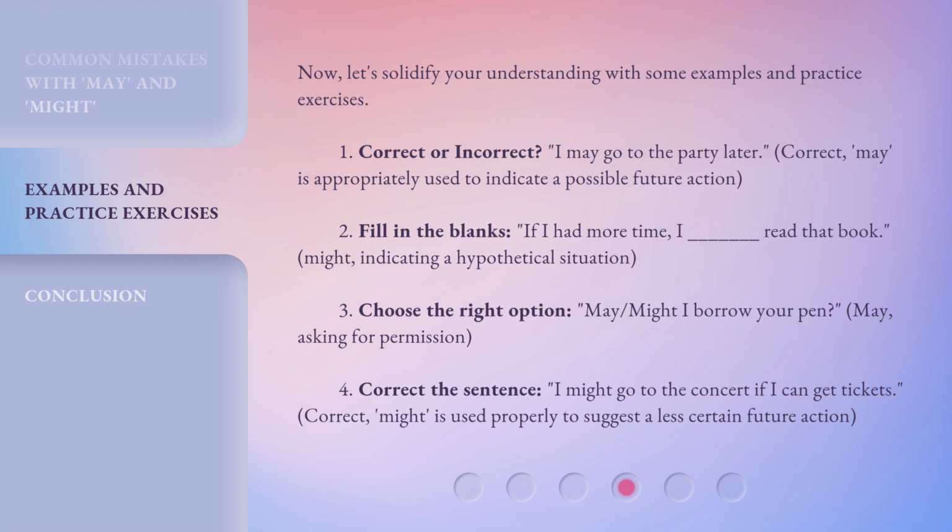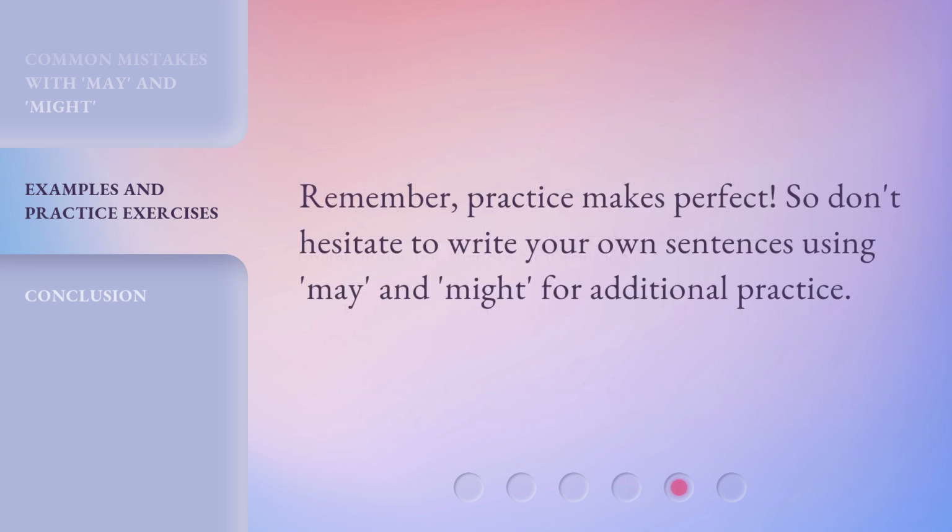3. Choose the right option. "Might I borrow your pen?" May, asking for permission. 4. Correct the sentence. "I might go to the concert if I can get tickets." Correct. Might is used properly to suggest a less certain future action. Remember, practice makes perfect. So don't hesitate to write your own sentences using may and might for additional practice.